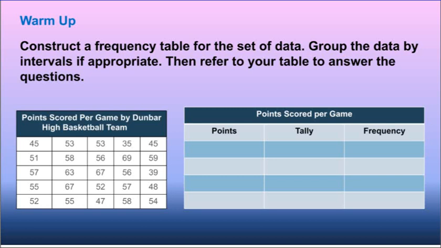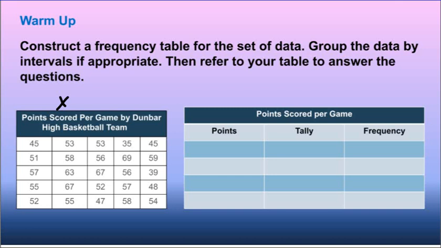What you see here is just a frequency table divided into three categories. Let's warm up. The three categories are points, tally, and then the frequency. On the left-hand side, you can see points scored per game by the Dunbar High School basketball team. You can put those into a table on the right-hand side and tally how many times they got that number.